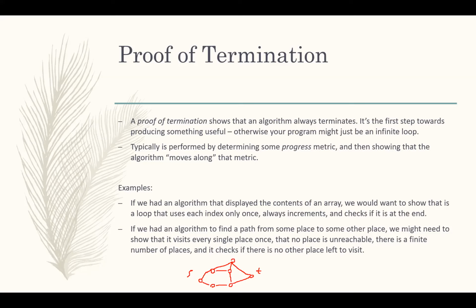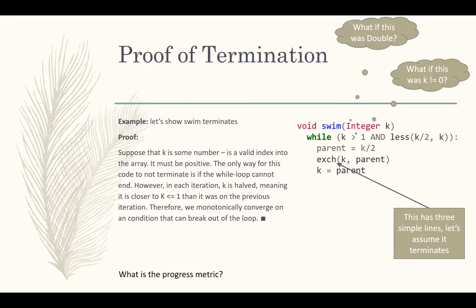But that's just another example. I want to show that an algorithm terminates, and the algorithm is not trivial. So yeah, all right, this is our first goal, proof of termination. We'll look at an example really quick. This is swim. I'm going to talk about swim for a couple of examples, and then we'll jump to our algorithm. So, proof of termination for swim.